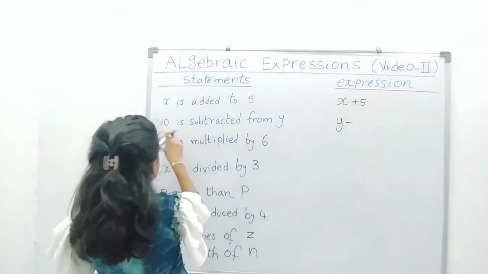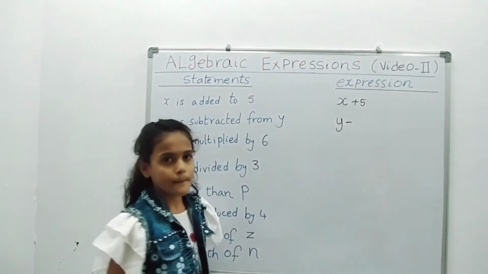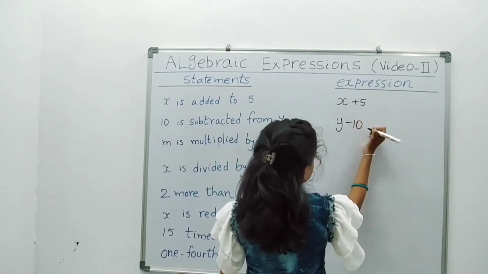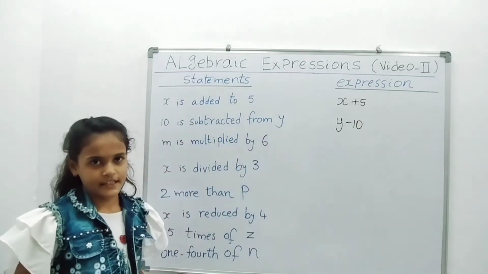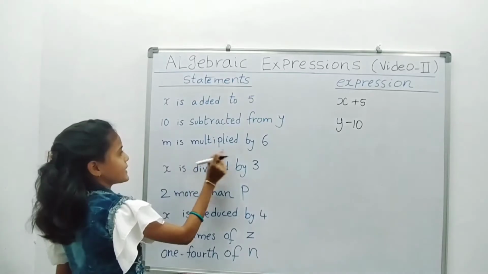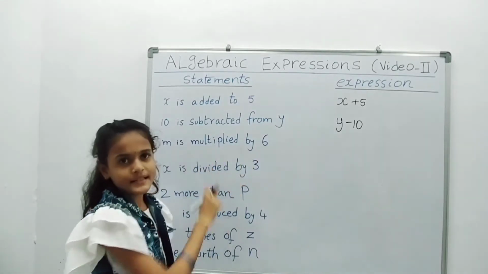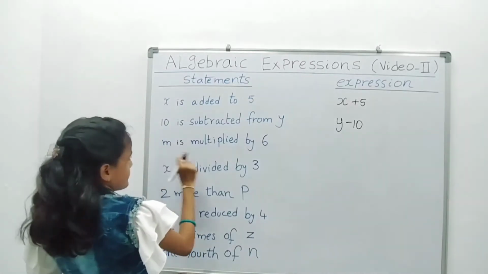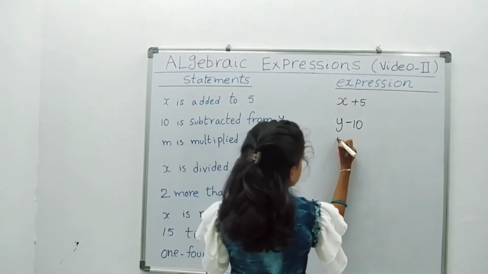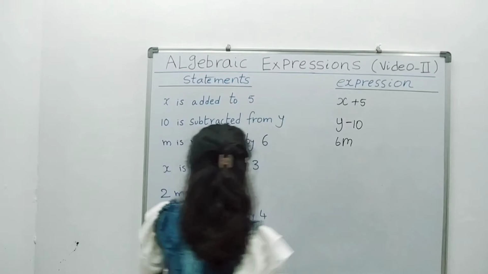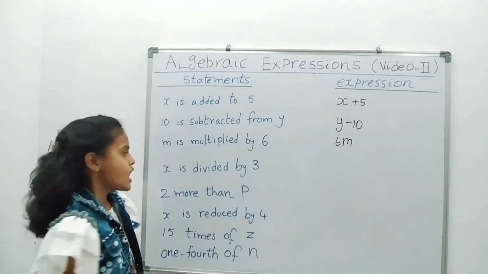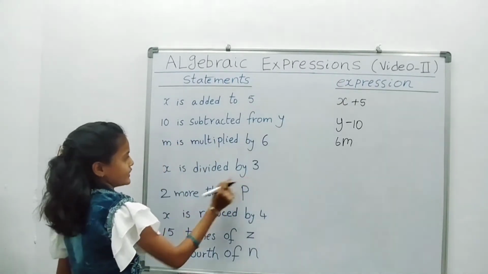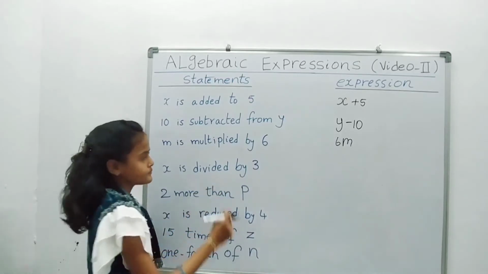Minus 10 is subtracted. Minus 10. Next statement is m is multiplied by 6. Multiplied symbol means into. M into 6 is 6m. Next statement is x is divided by 3. Divided symbol means by.